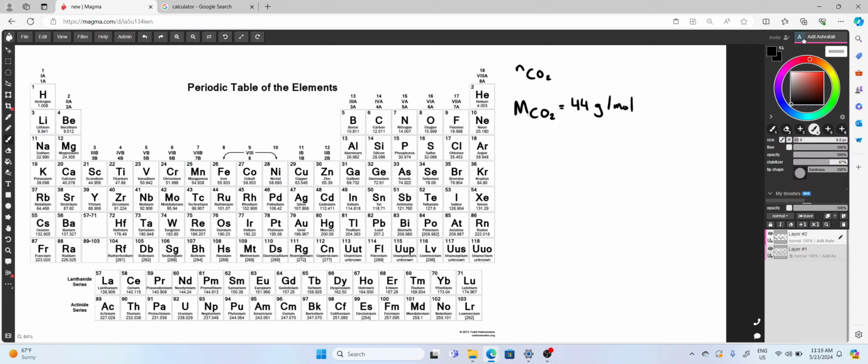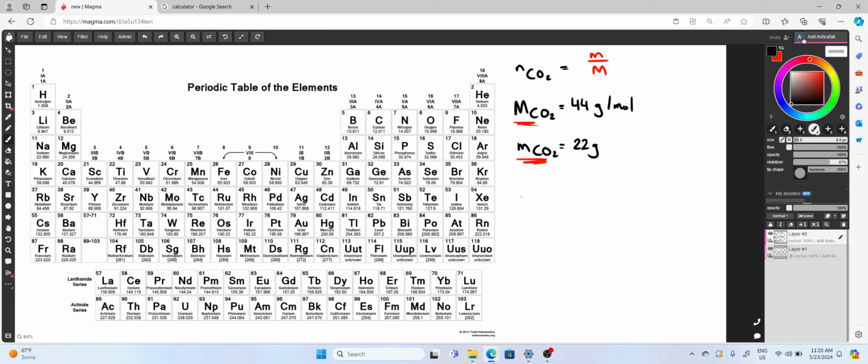Okay, so we know the molar mass. Now we also need to know the mass in order to find the number of moles. Let's say the mass in this case of carbon dioxide is 22 grams. Okay, and now the way we find the number of moles is actually by taking this mass over here and dividing it by the molar mass over here. So it would be little m divided by big M.